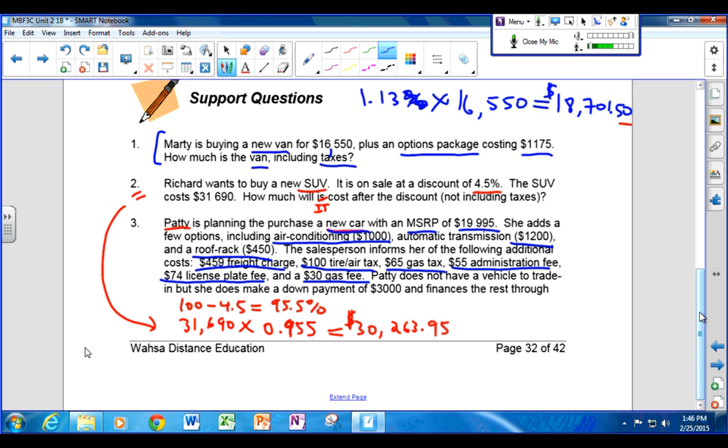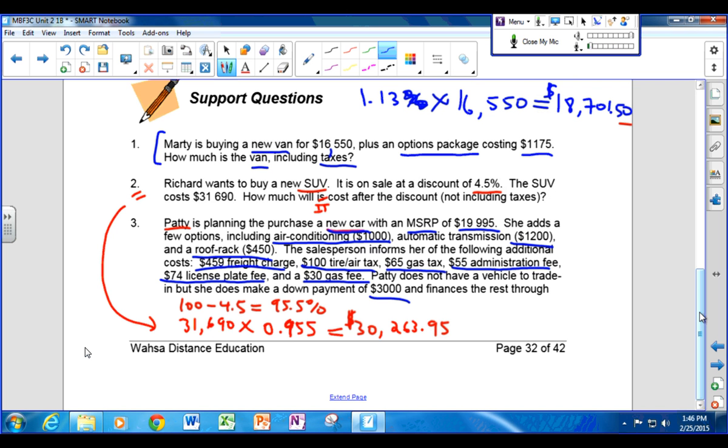Patty does not have a vehicle to trade in, but she does make a down payment of $3,000. Good for Patty, and finances the rest through the dealership at 3.9% compounded monthly for 5 years. And we continue on the next page. Okay, so that's fine. If the car's brand new, 5 years is probably good. Finance fees of $45. Complete a deal review for Patty's purchase. Wow. Okay. So this is the sort of thing that we can really get started at.